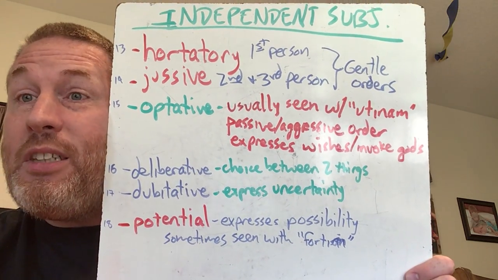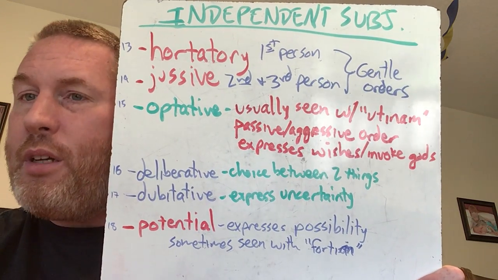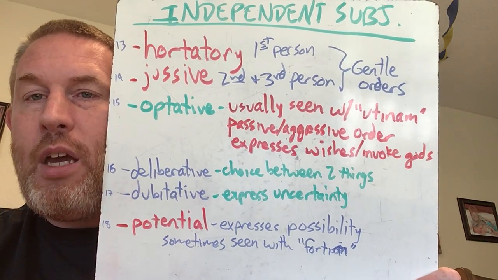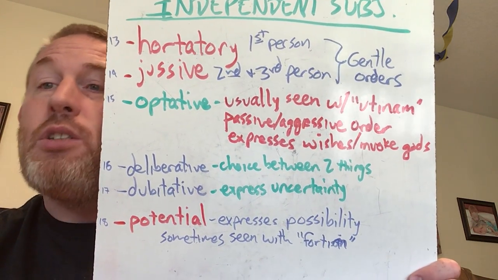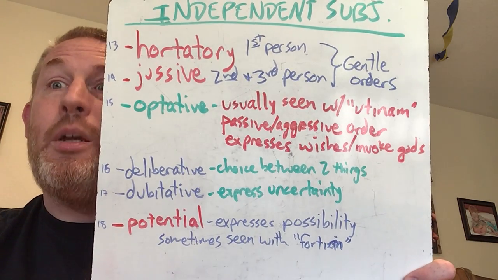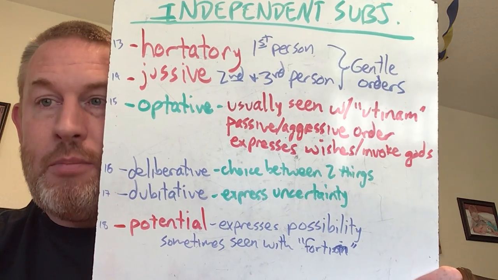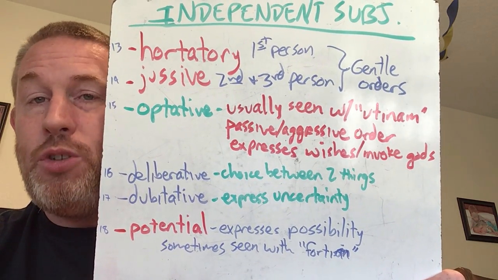There's also the optative. The optative is usually seen with the word utinam, but not always. It's what I call the passive-aggressive order. Okay, it expresses a wish, it invokes the gods or someone else's action. So, for instance, if only somebody would do the dishes. That's an order. You'd better do them, but that's being passive-aggressive about it. It's like wishing out loud that someone should.